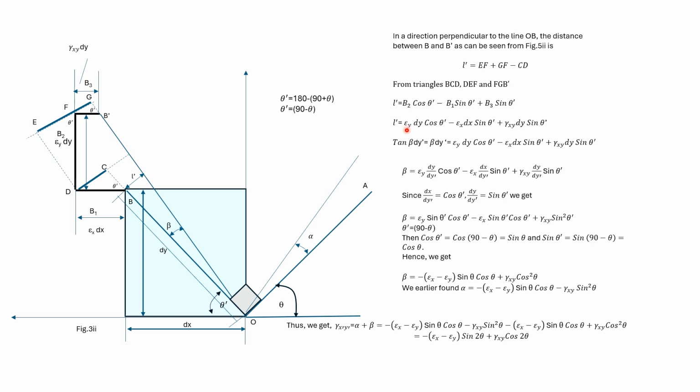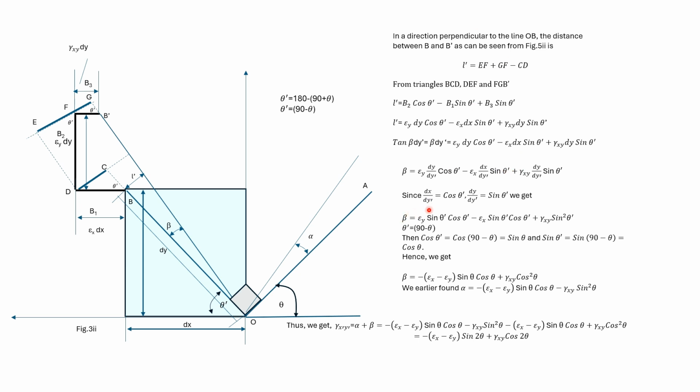Now B2 is epsilon y dy. B1 is epsilon x dx. B3 is gamma xy dy. L dash is equal to tan beta dy dash, or beta dy dash. Dividing both sides by dy dash, we get this expression for beta.